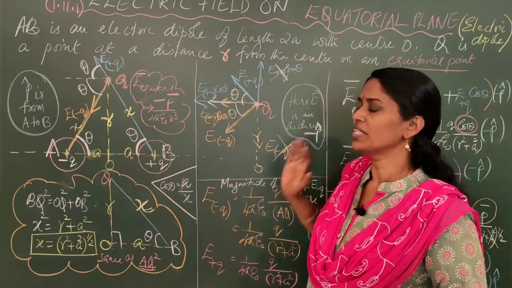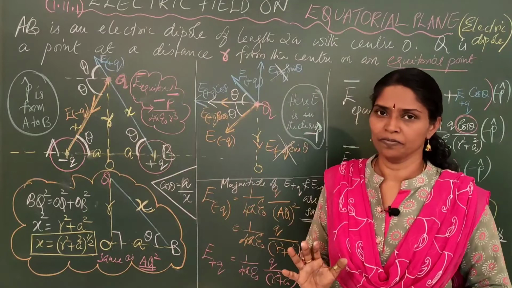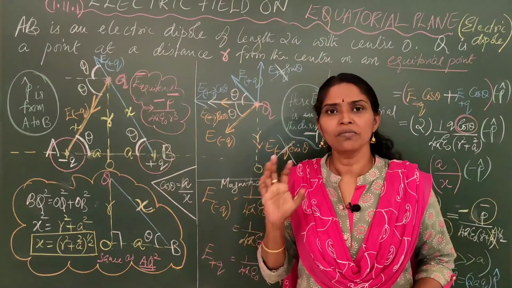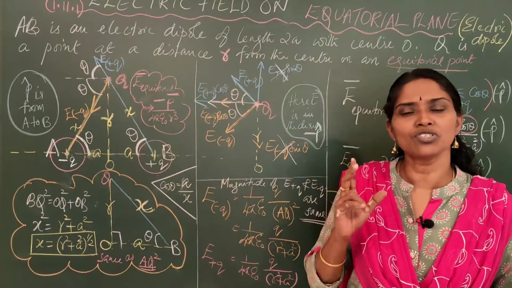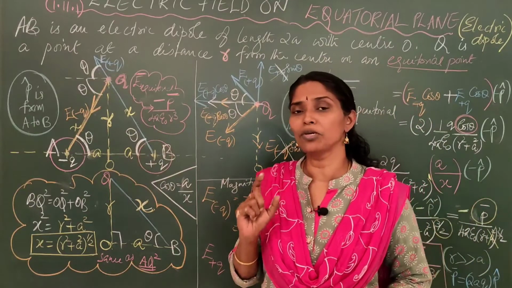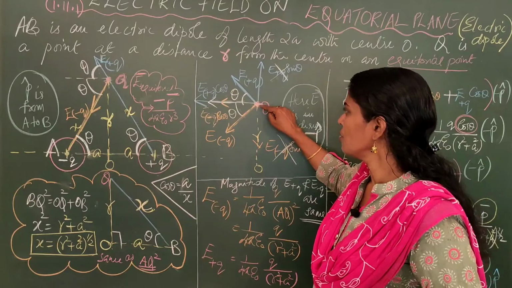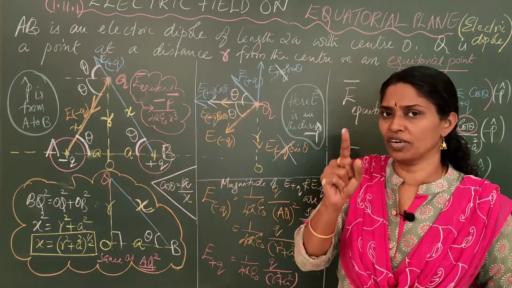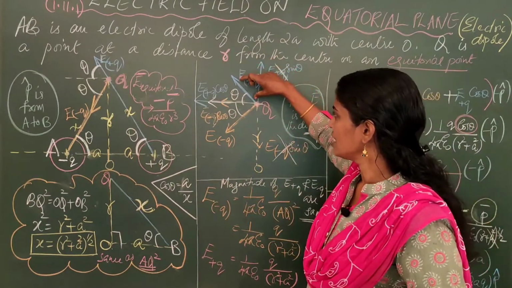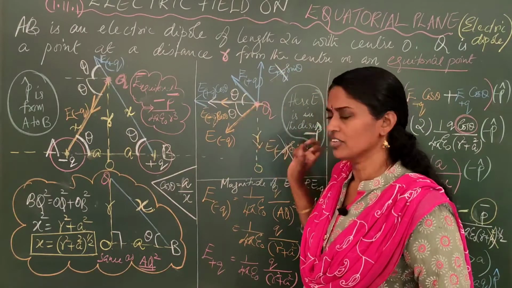Now, resolving the vectors. How to resolve it? Resolution means splitting of a vector into two rectangular components which are mutually perpendicular. So at the point Q, you have two vectors in two different colors I have given. This is E plus q, this is E minus q.